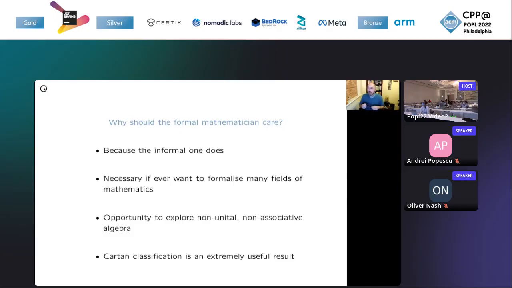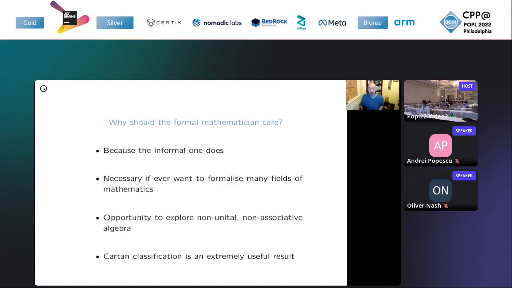Also, looking at Mathlib maybe a year or so ago, formalizing Lie algebras was an opportunity to explore some non-unital and non-associative algebra. So the library at the time had a pretty good theory of unital associative algebras, but nobody had yet needed to push it much in the direction of non-unital and non-associative algebra. So Lie algebras were an opportunity to explore that ground.